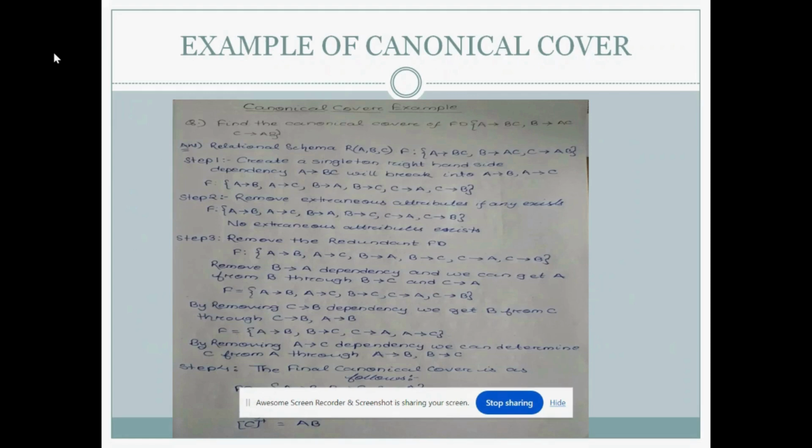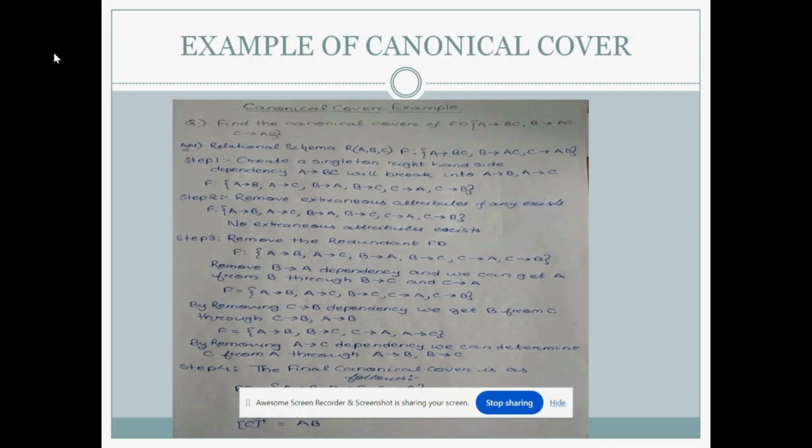In the second step, we have to remove extraneous attributes if any exist. So the functional dependencies will become F equal to A implies B, A implies C, B implies A, B implies C, C implies A, C implies B. So there are no extraneous attributes. In step 3, we will remove the redundant functional dependencies. F equal to A implies B, A implies C, B implies A, B implies C, C implies A, C implies B.